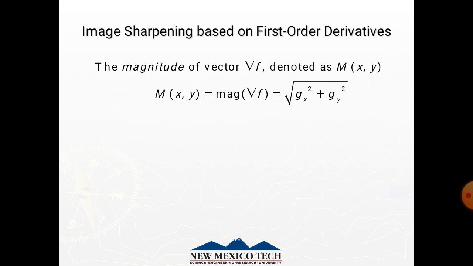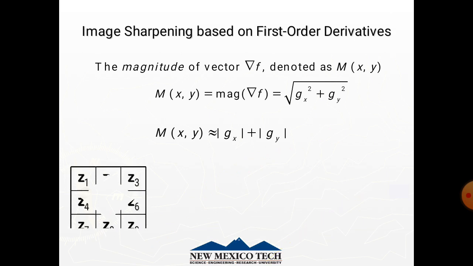On the other hand, the partial derivatives in the above equation are not rotation invariant, but the magnitude of the gradient vector is. In some implementations, it is more suitable computationally to approximate the squares and square root operations by absolute values. So M(x,y) is approximately equal to the absolute value of gx plus the absolute value of gy. This expression still preserves the relative changes in intensity, but the isotropic property is lost in general.